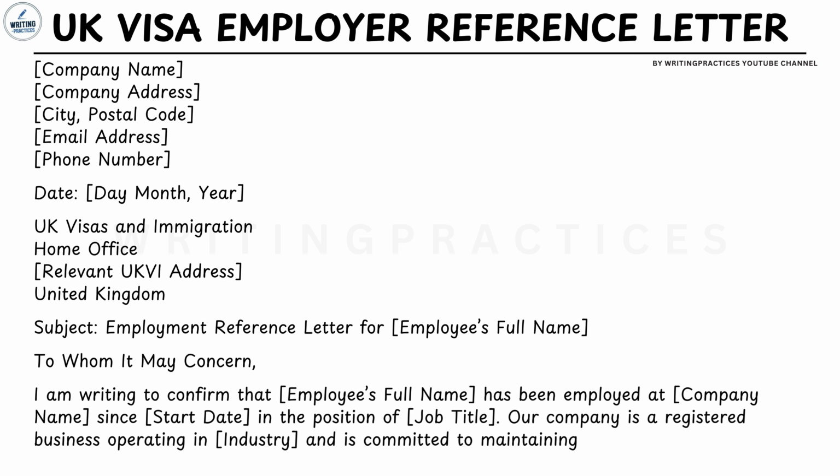This paragraph is crucial because it establishes the employee's official connection to the company. Make sure to include the employee's full name, their start date, their job title, the company's industry. Stating that your company is compliant with UK employment regulations reassures UKVI that the business follows legal employment practices. Employment details. Providing key information.